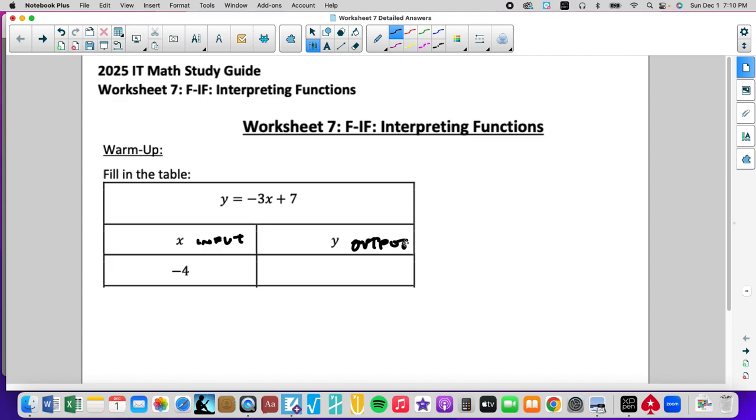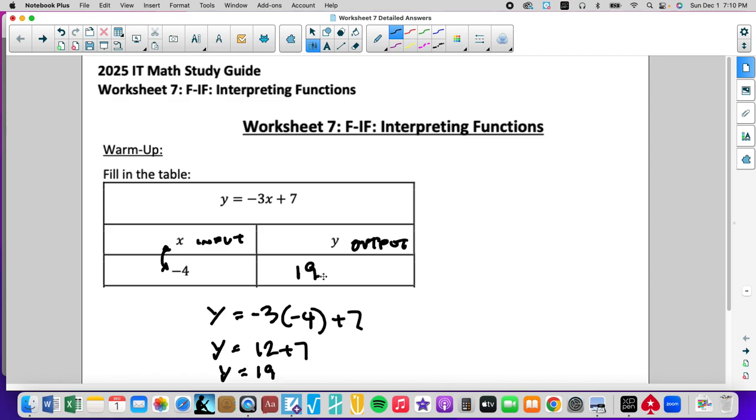Very similar to domain and range, independent, dependent, x, y, whole bunch of things. So we're going to take this equation, and where we see x, we're going to substitute negative 4. So it's just saying, hey, instead of writing x, we're going to write negative 4. And then we're going to simplify. And we get y, or my output, is 19.